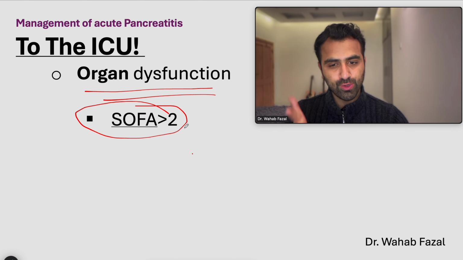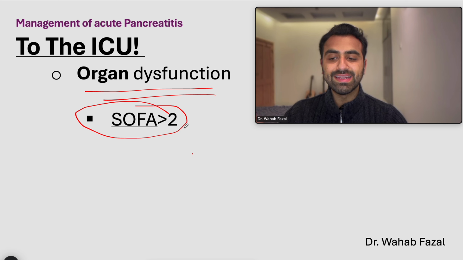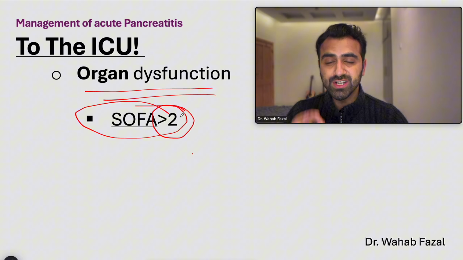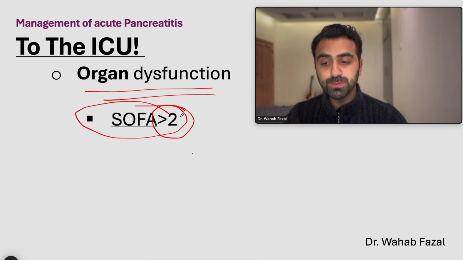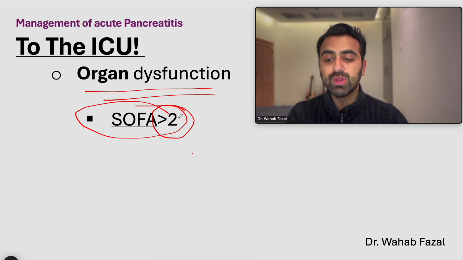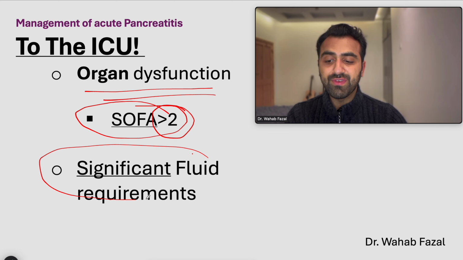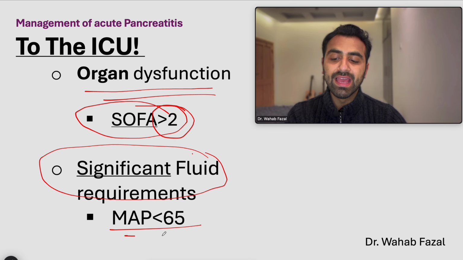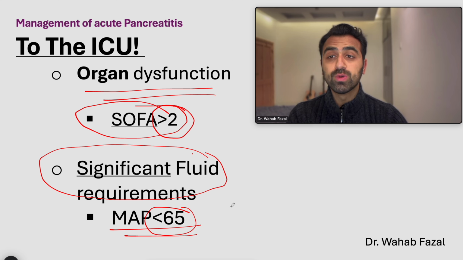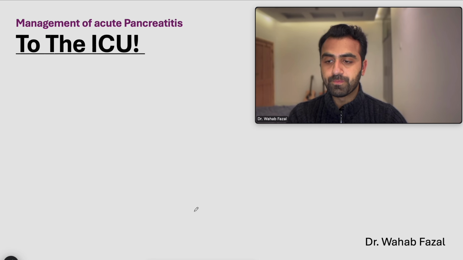I'm not going to put the whole score here. You can do that yourself. Go on the internet and search for the SOFA score. If this patient is getting a SOFA score of more than 2, that means this patient might be getting into organ dysfunction. You want to consult the relevant experts and think of getting this patient into the ICU. If this patient has very high fluid requirements, meaning they're not maintaining their mean arterial pressure above 65, and you're giving them boluses again and again, you want to think about getting them to the ICU.